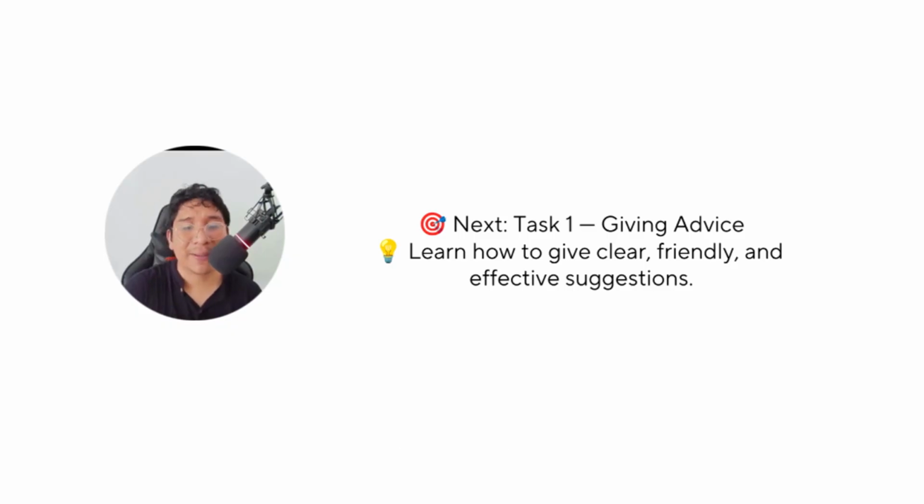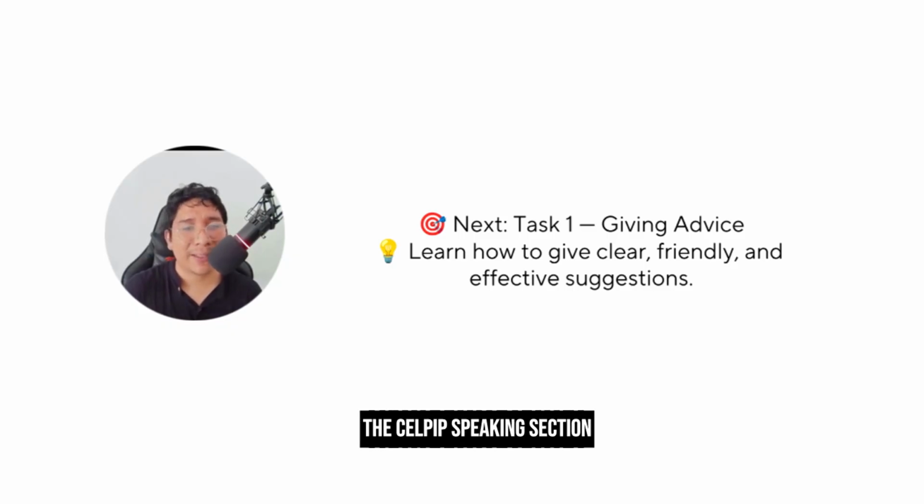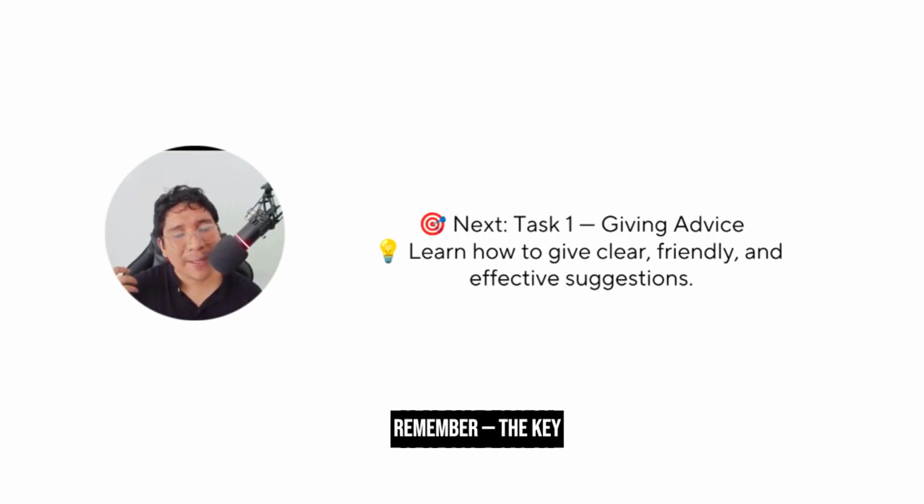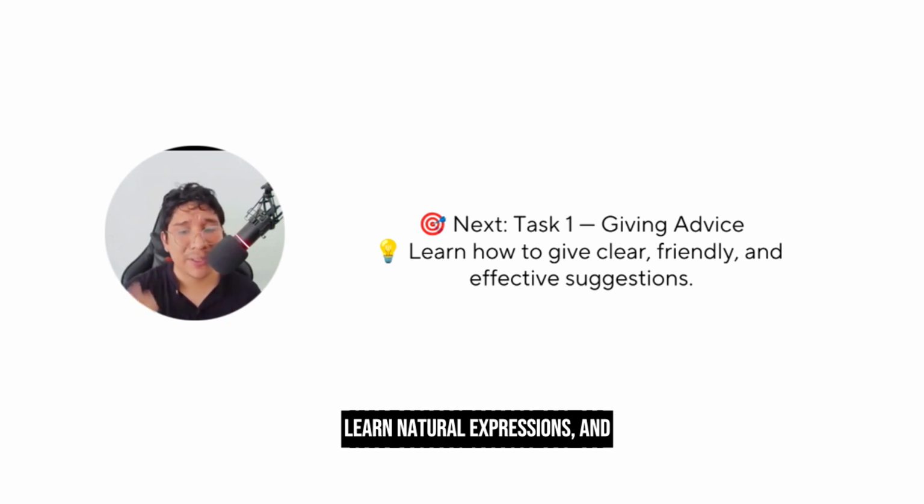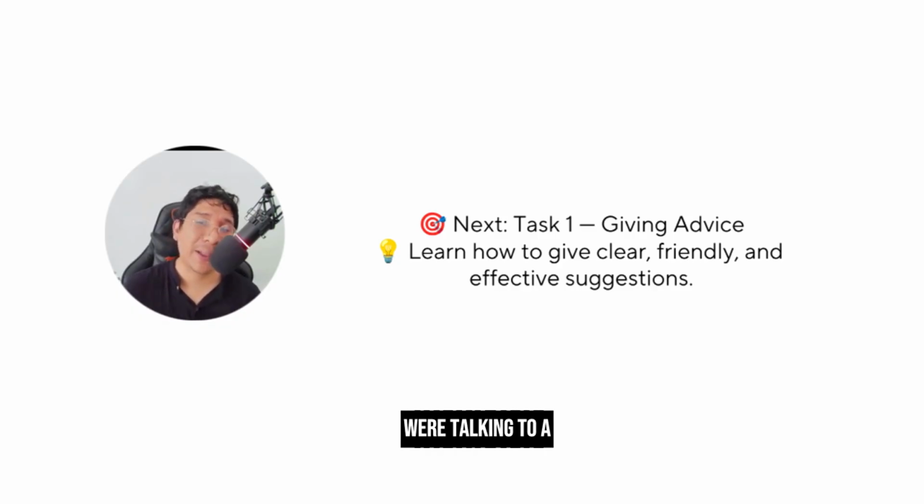And that's it for today. Now you know how the CELPIP speaking section works and what to expect in each of the 8 tasks. Remember, the key to improving your score is practice and confidence. Keep training your voice, learn natural expressions, and speak as if you were talking to a friend.